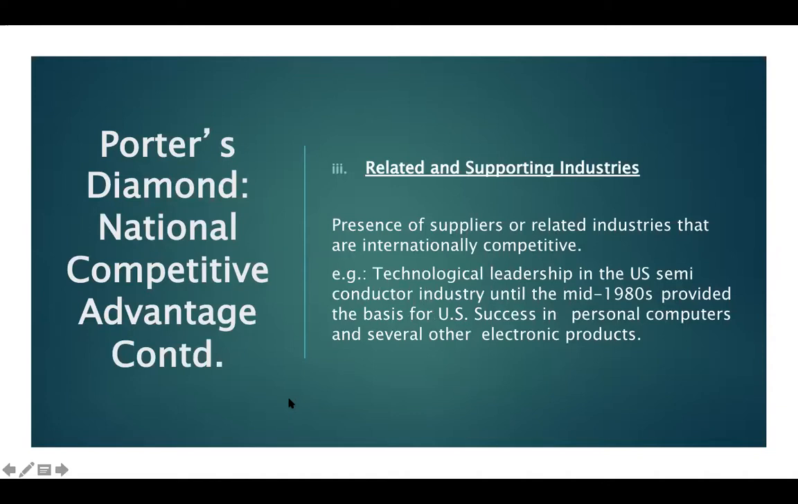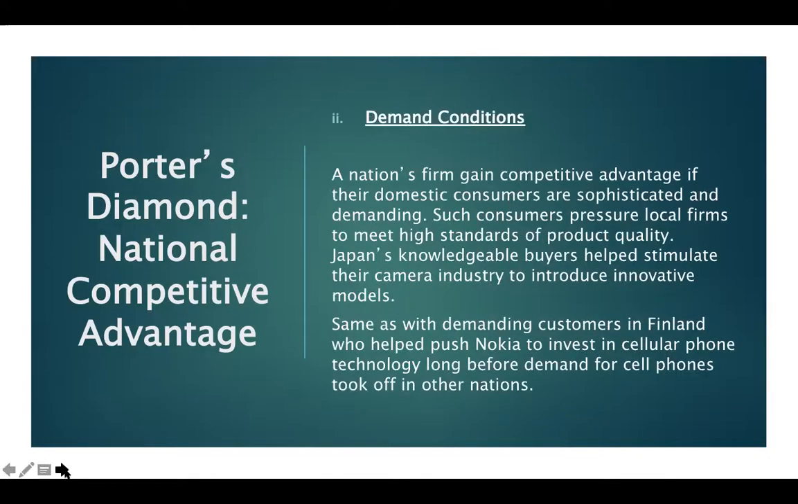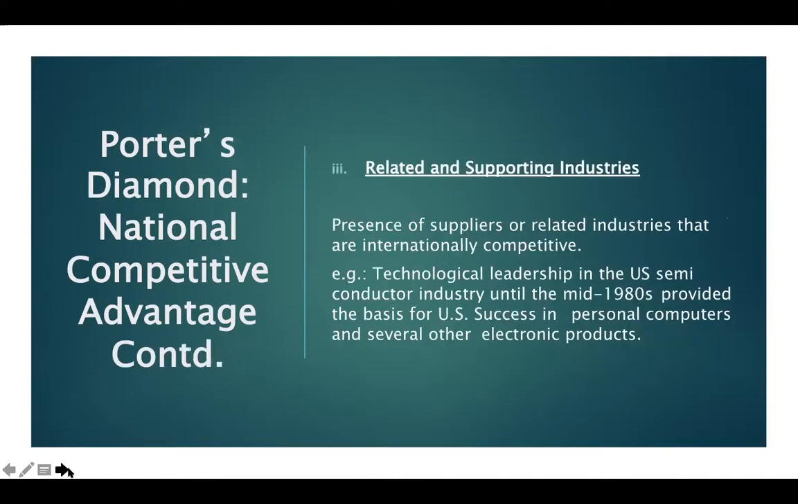Porter's determinants of national competitive advantage continue. Related and supporting industries: presence of suppliers or related industries that are internationally competitive. So Porter says that you need to have related and supporting industries in your country so that an industry will develop and emerge as competitive.